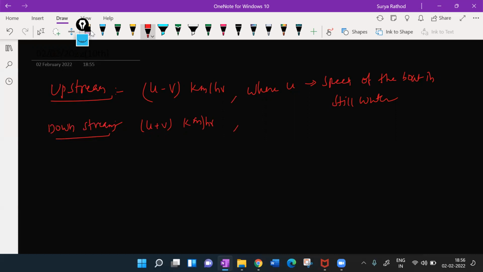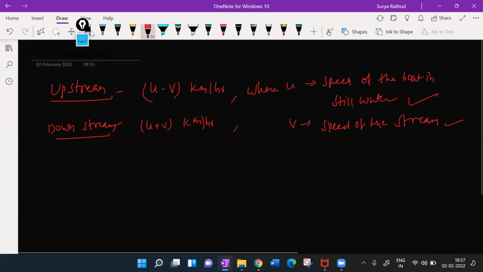U and V, what is V here? V is the speed of the stream. Speed of the boat in still water is U, and the speed of the stream is V. Okay.